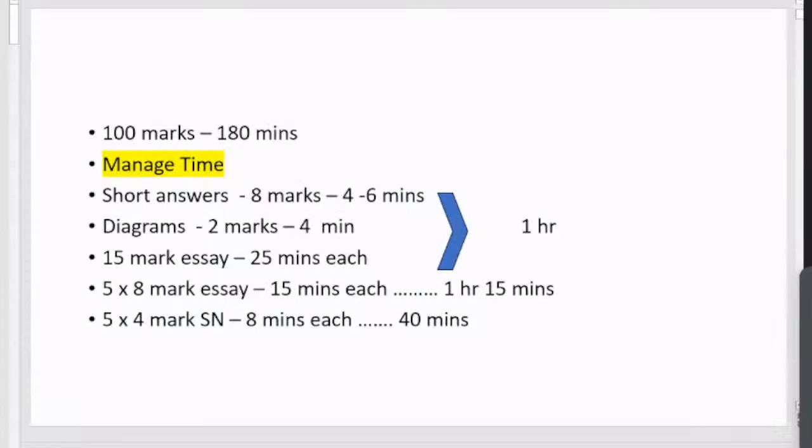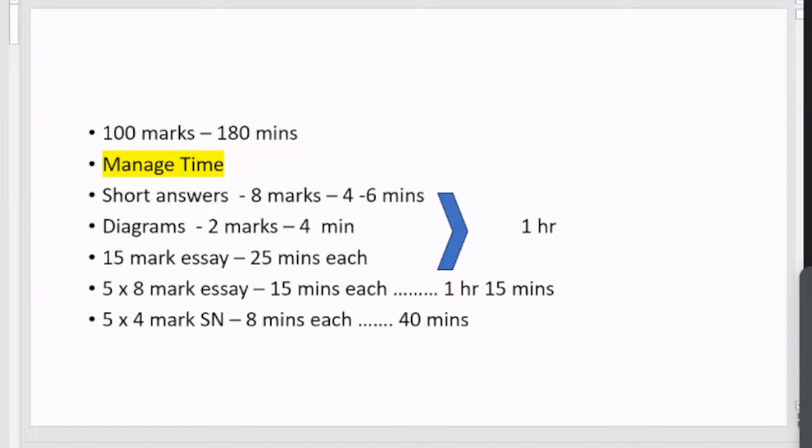Your short notes of 4 marks each, maybe you can take about 8 minutes for each question. So that would be 40 minutes. And the other 8 mark essays, you can spend about an hour and 15 minutes. So roughly, if you know the answers to all the questions. Now, what happens is you start writing what you know well. And then if you go on writing for more than the time that is allotted, then you will not have time to write the other questions, right? So that should not happen.